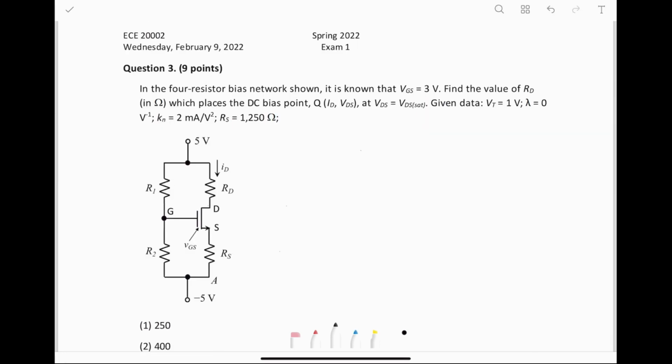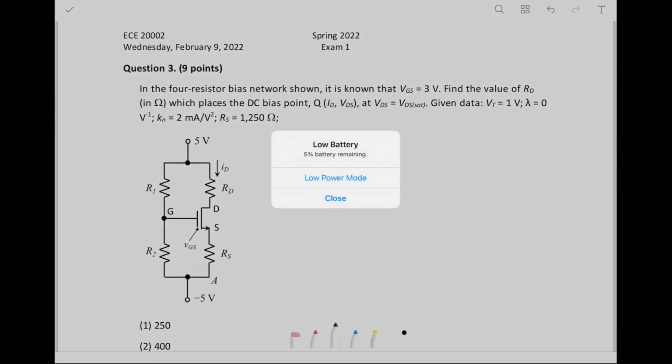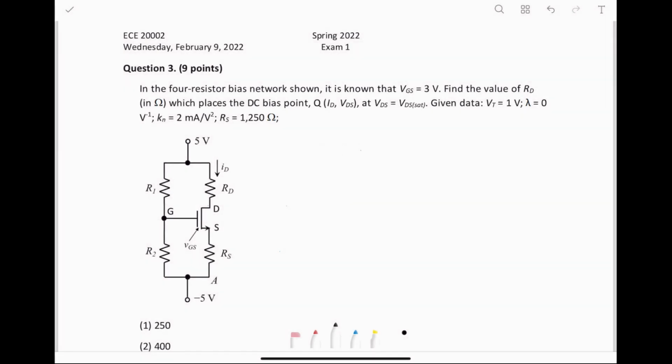Question 3, finally we have a numerical problem, which I find a lot easier to explain. In the 4-resistor bias network shown, it is known that VGS equals 3 volts. Find the value of RD in ohms, which places the DC bias point Q at VDS equals VDS saturation. Given the data, V threshold equals 1 volt, lambda equals 0, Kn equals 2, and Rs equals 1250.